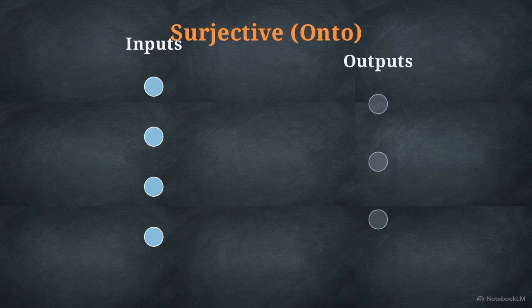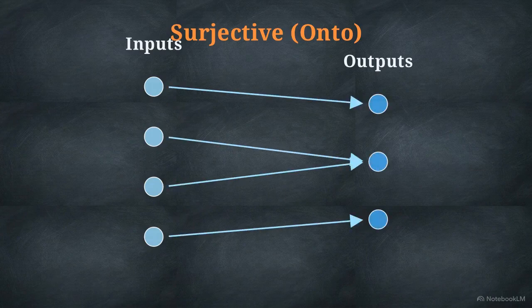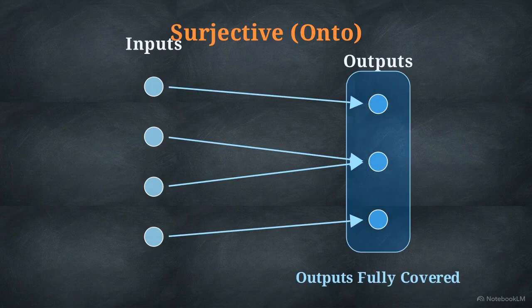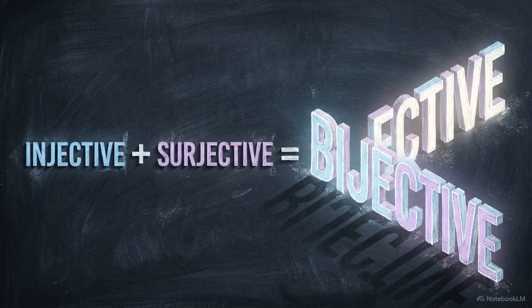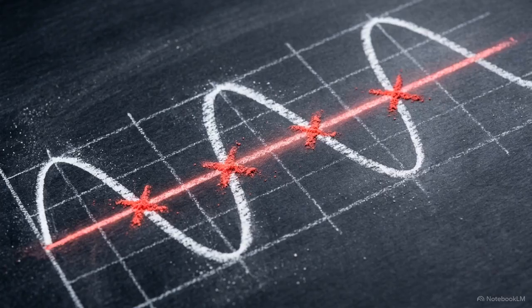The second requirement is that the function must be onto, or surjective, meaning it completely covers its defined range of outputs. When a function is both injective and surjective, we call it bijective. That is the strict prerequisite for any mathematical inversion. So let's test our standard trigonometric functions against this ironclad bijectivity rule.